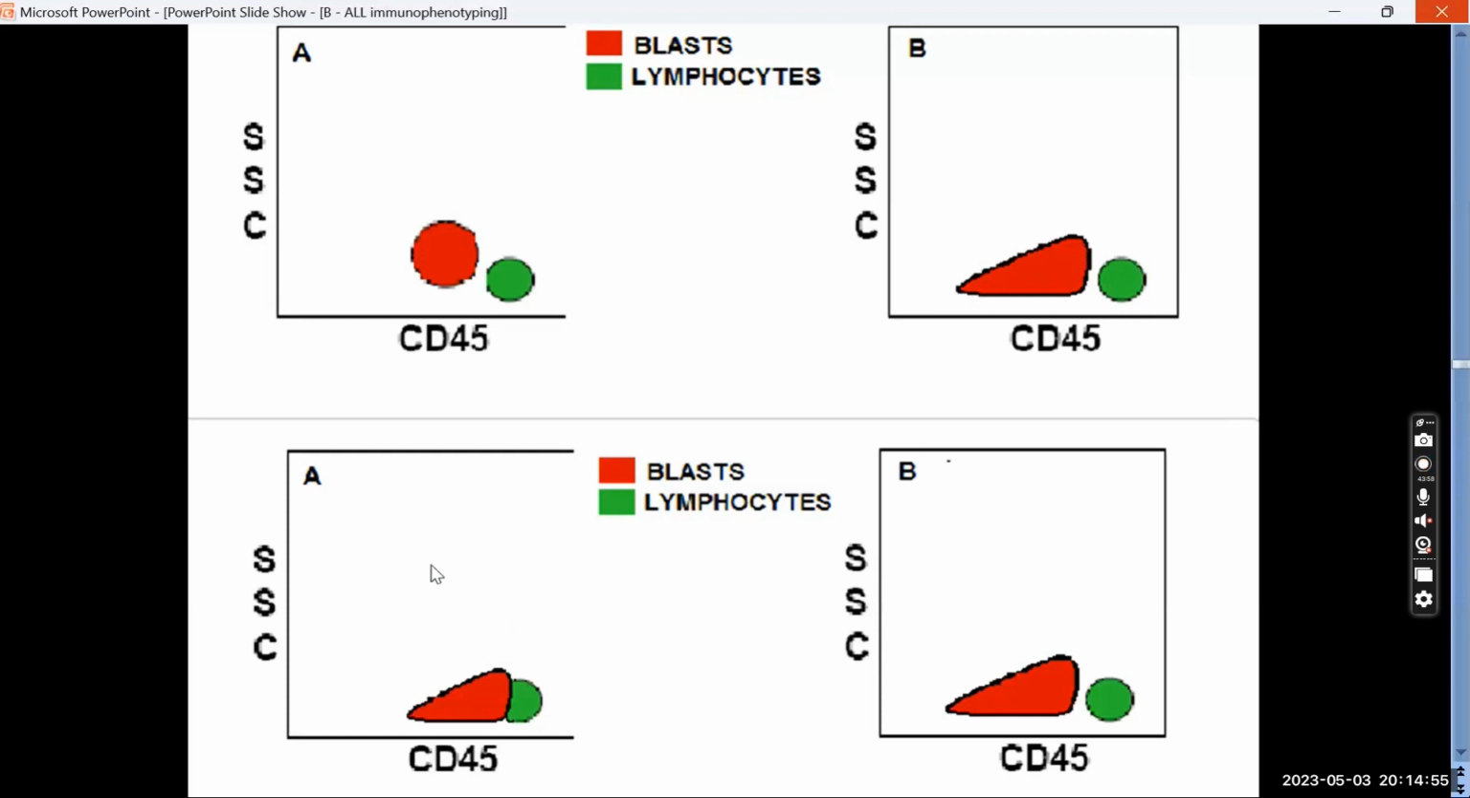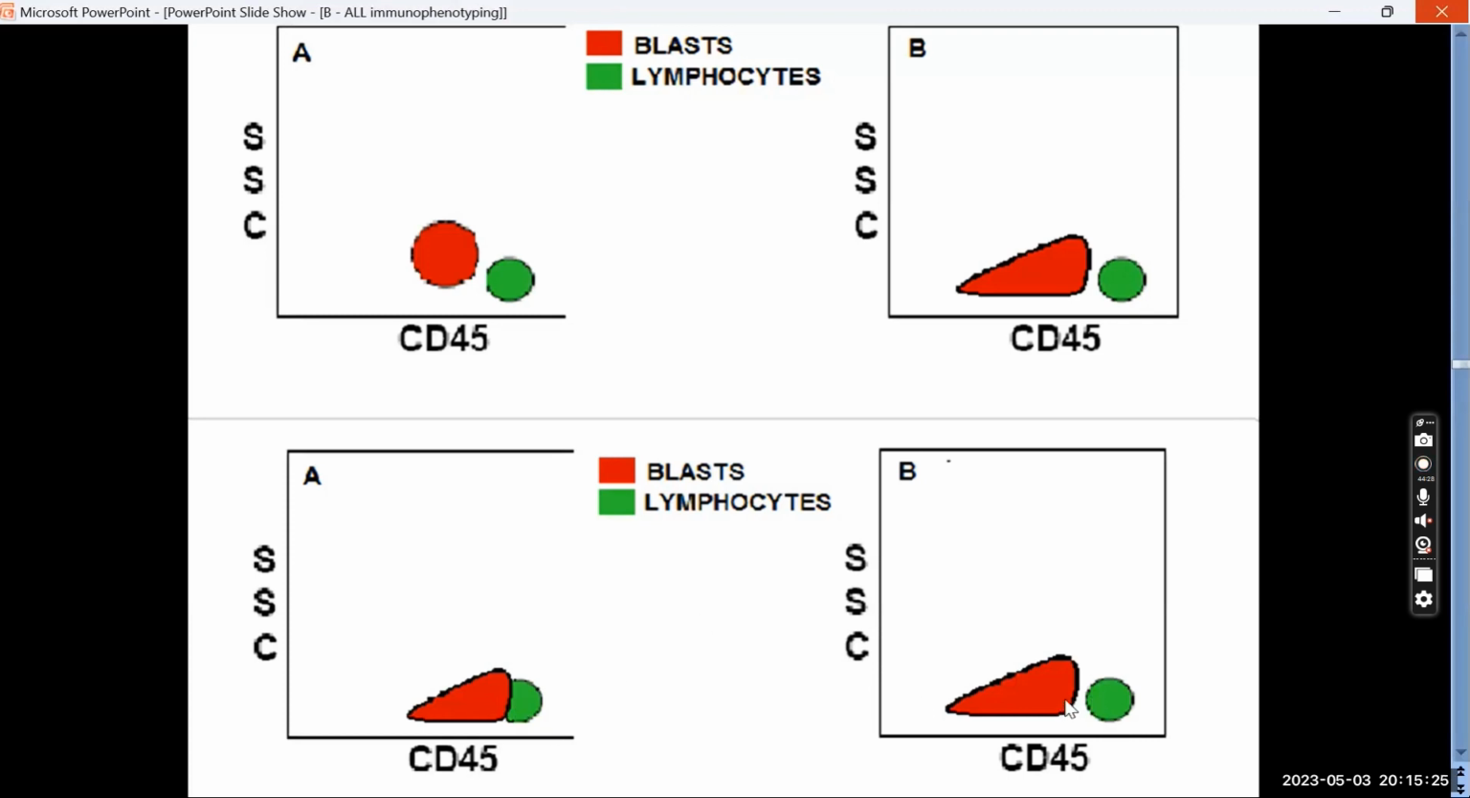Similarly, when you compare B-ALL blast and T-ALL blast, this is T-ALL blast. The T-ALL blast will relatively show higher CD45 compared to B-ALL, but still, T-ALL blast will not be as bright as lymphocytes. The green is the lymphocyte population here. That is the blast. You can see most of the T-ALL blast will be falling in the negative and goes up to moderate intensity, and it's slightly abutting the lymphocytes. It slightly touches the lymphocyte.